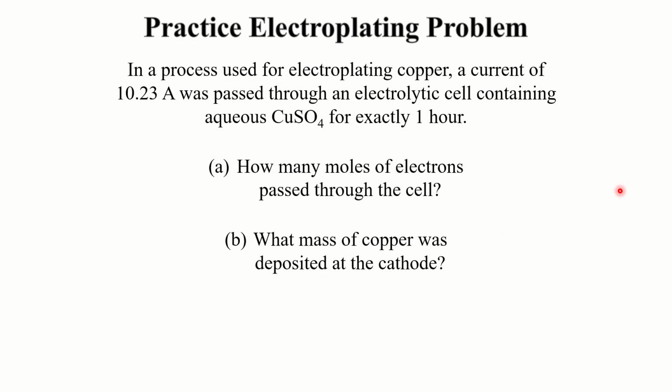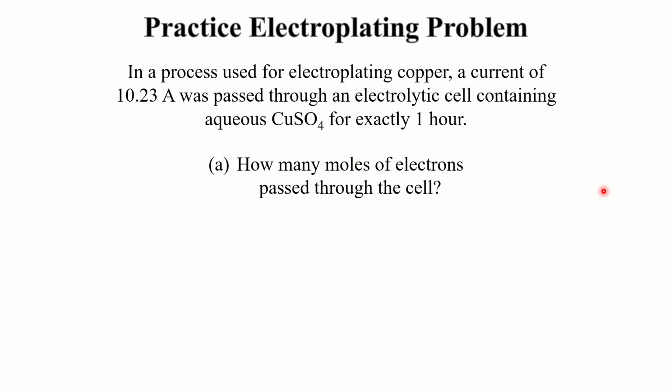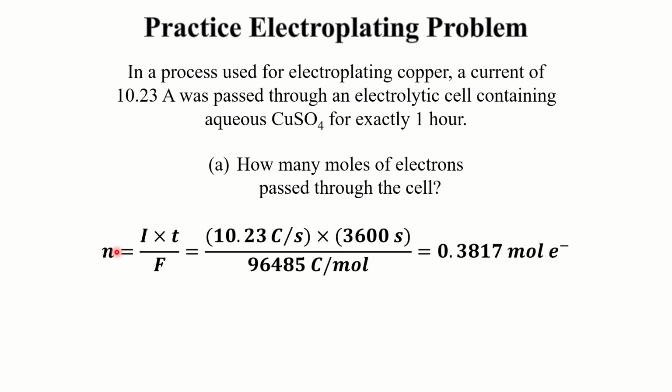Let's look at how this equation would be used in practice. In a process used for electroplating copper, a current of 10.23 amps was passed through an electrolytic cell containing aqueous copper sulfate for exactly 1 hour. First, how many moles of electrons passed through the cell? The equation we just established was moles of electrons N is equal to the current I times the time T in seconds divided by Faraday's constant F.